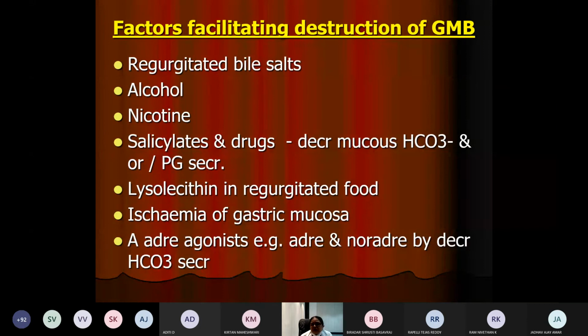Factors facilitating destruction of the GMB: regurgitated bile salts, alcohol, nicotine, salicylates and drugs, which decrease mucus, HCO3 and prostaglandin secretion; lysolecithin in regurgitated food; ischemia of the gastric mucosa; and adrenergic agonists, for example adrenaline and noradrenaline, by decreased HCO3 secretion.